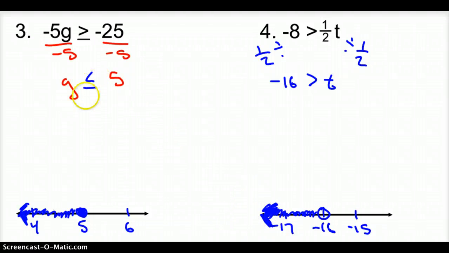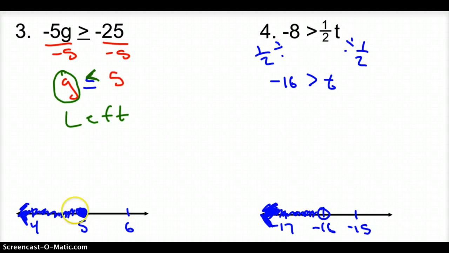I'm going to let everybody in on a little hint. If our variable is on the left side of the inequality, we can follow the arrow. Since the variable was on the left, we looked at our arrow and shaded to the left. Now if it's on the right side of the inequality, we cannot follow the arrow, so we have to go the opposite way. It was pointing to the right, so since the variable is on the right, we have to shade to the left because we cannot follow the arrow.